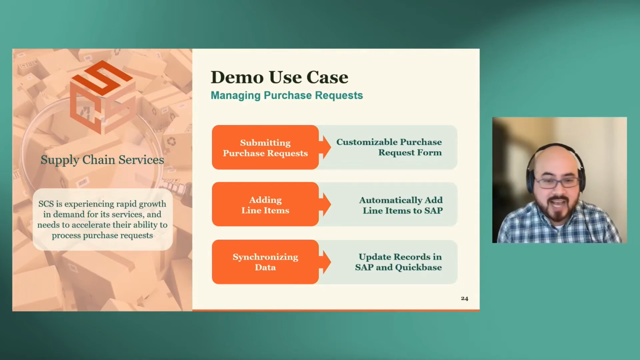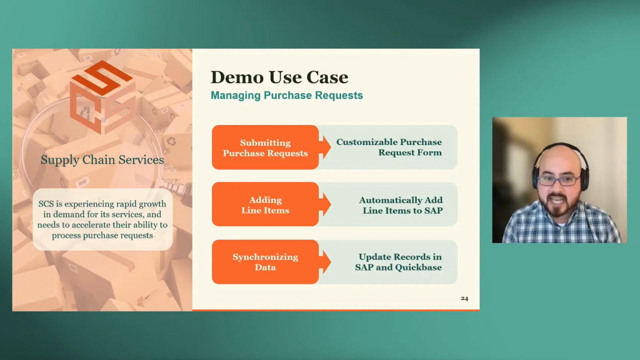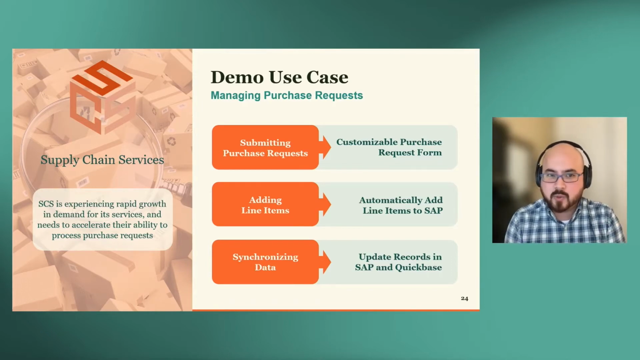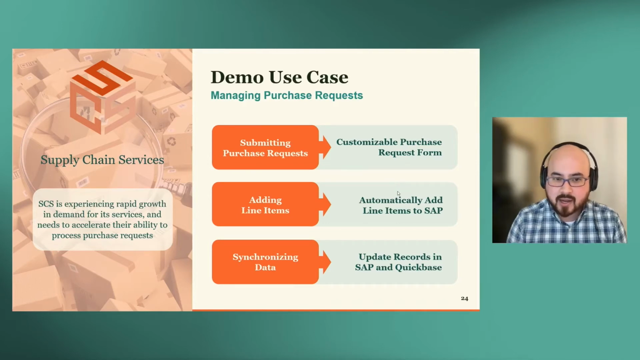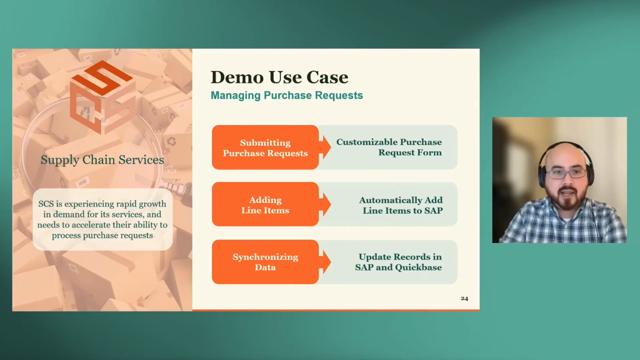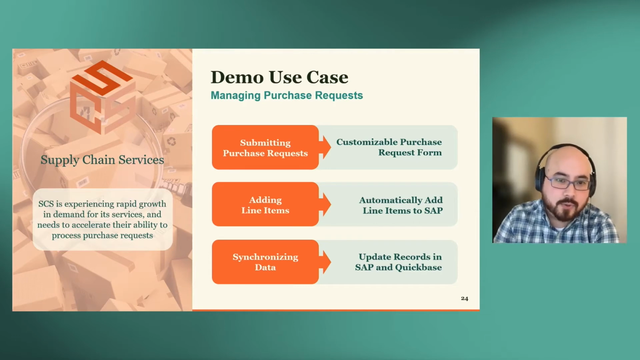So that's fantastic. We saw the line item get updated, when you made the change to the initial request. So I think SCS is going to be really happy with their ability to get purchase requests in the system, make sure that their line items are showing up and getting updated properly, and they're always staying in sync. So they're not ever having to worry about, oh, hey, is the data in my Quickbase application maybe not matching what's in my system of truth. So I think hopefully SCS is really happy.